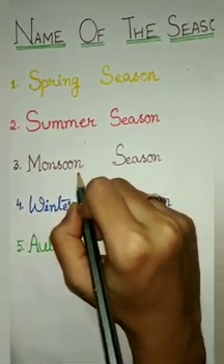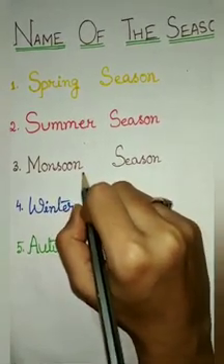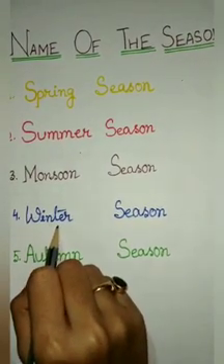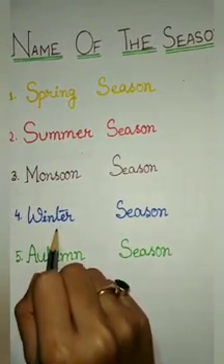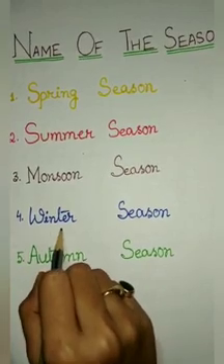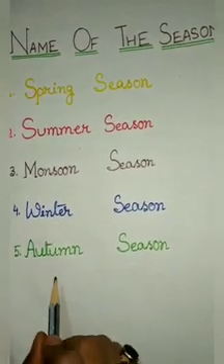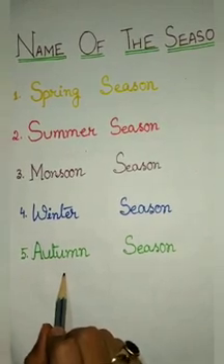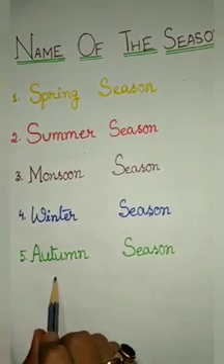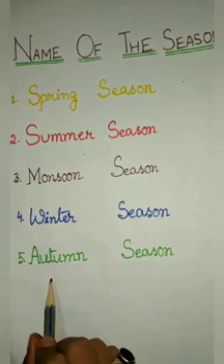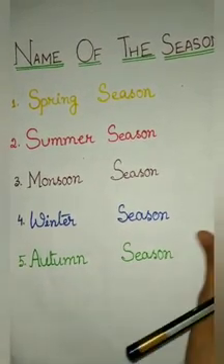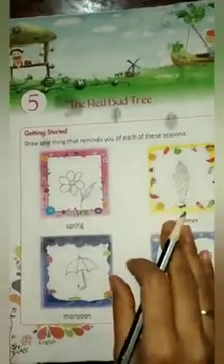Monsoon is also known as the rainy season. Winter season is the coldest season and snowfall occurs in this season. Autumn season is also known as fall season because in this season leaves of the trees start falling. Clear, children? Now let's do this activity.